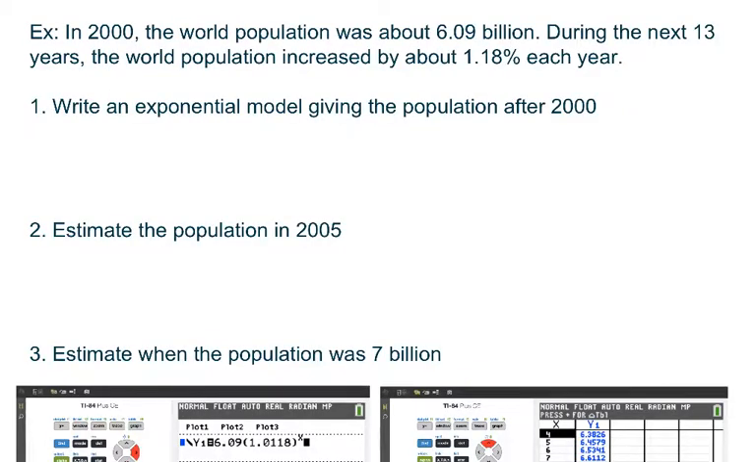Let's try another one here. In 2000, the world population was about 6.09 billion. During the next 13 years, the world population increased by about 1.18% each year.